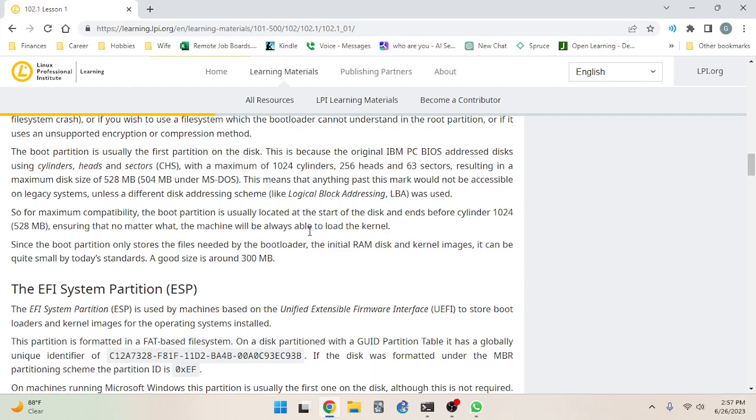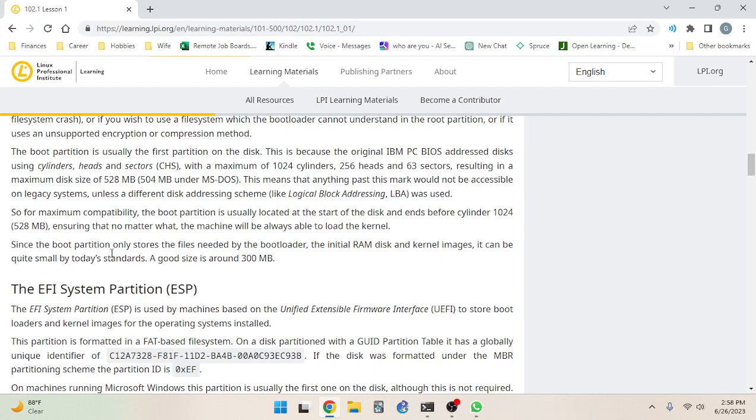This means that anything past this mark would not be accessible on legacy systems unless a different disk addressing scheme like logical block addressing, also known as LBA, was used. So for maximum compatibility, the root partition is usually located at the start of the disk and ends before cylinder 1024, which allows for 528 megabytes, ensuring that no matter what, the machine will always be able to load the kernel.